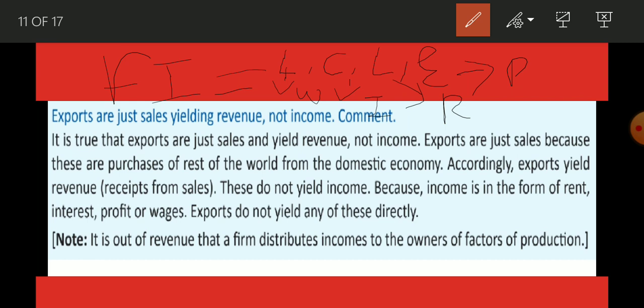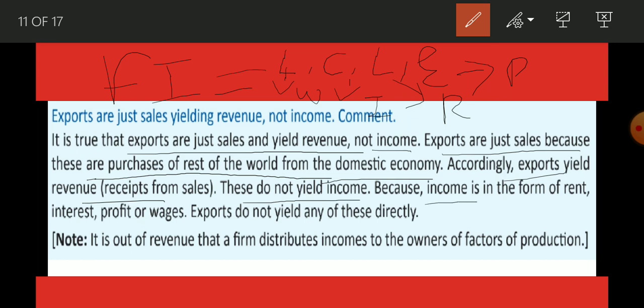So it is true, this statement is true. Exports are just sales and yield revenue, not income. Exports are just sales because these are the purchase of the rest of the world from the domestic economy. Accordingly, exports yield revenue; they do not yield income, because income is in the form of rent, interest, profit or wage. Exports do not yield any of these directly.